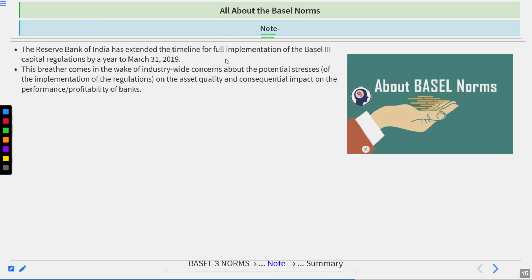Now the important notes. The Reserve Bank of India has extended the timeline for full implementation of Basel III capital regulations by a year to March 31, 2019. This breather comes in the wake of industry-wide concerns about the potential stresses of implementing the regulation on asset quality and the consequential impact on the performance and profitability of banks.